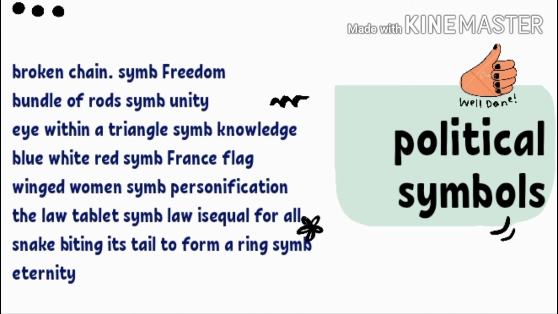This became some political symbols which show freedom and the constitution. A broken chain symbolizes freedom, a bundle of rods symbolizes unity, an eye within a triangle symbolizes knowledge towards all community classes, blue, white and red is the flag symbol, a winged woman symbolizes the personification of laws, the tablet symbolizes that law is equal for all, and a snake biting its tail to form a ring symbolizes eternity. So these are some symbols. Apart from that, the changes also included extravagant palaces.